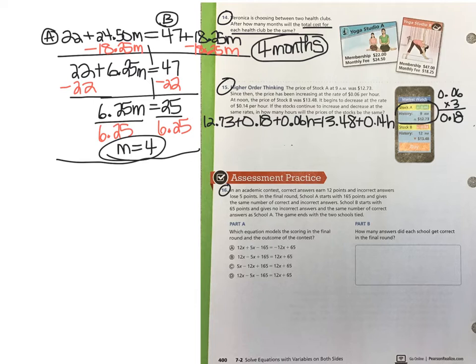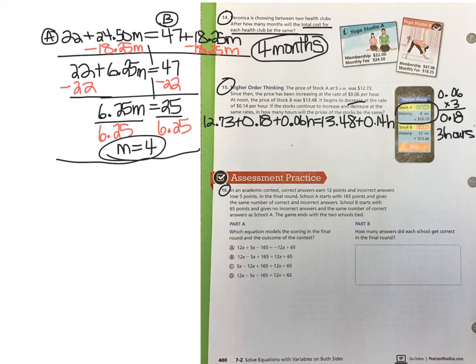Before we get into the solution on number 15, let's take a look at some of the conditions that we see here in the question. It tells us that the price of stock A at 9 a.m. was $12.73, and since then it's been increasing at the rate of 6 cents per hour. But then it says at noon, so a different time period, actually 3 hours later, stock B was $13.48, and it begins to decrease, not increase, but decrease at the rate of 14 cents per hour. And we're going to have the stocks continue to increase or decrease at that same rate, and they want to know in how many hours will the prices of the stocks be the same.